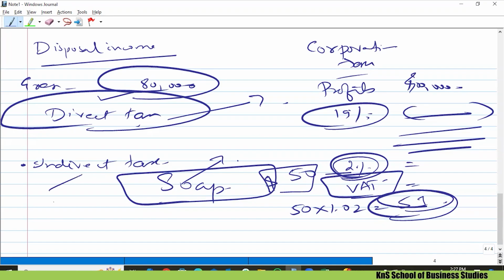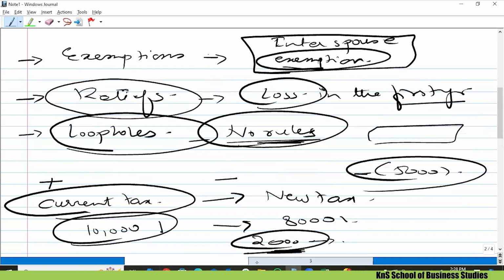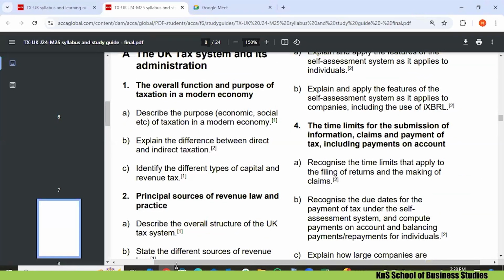So indirect tax is concerned with consumption. Till it's consumed by the consumer or purchased by the customer, it can't be levied. These are the dynamics of both taxes, and that is how they work. So we have covered this part, the difference between them.